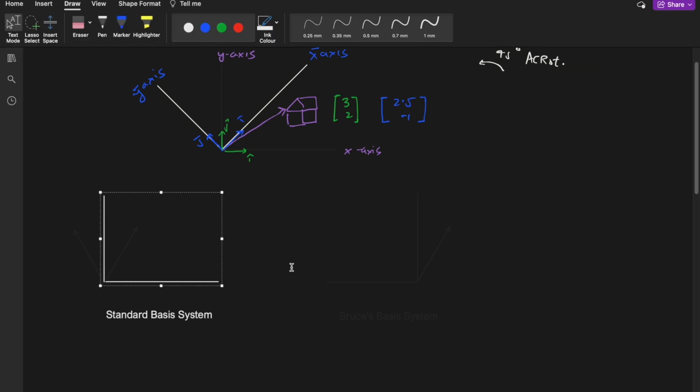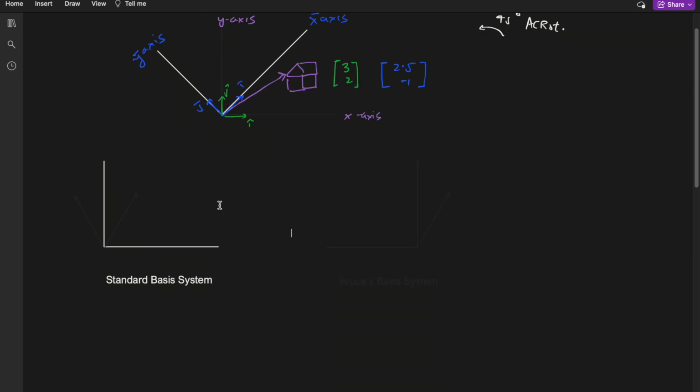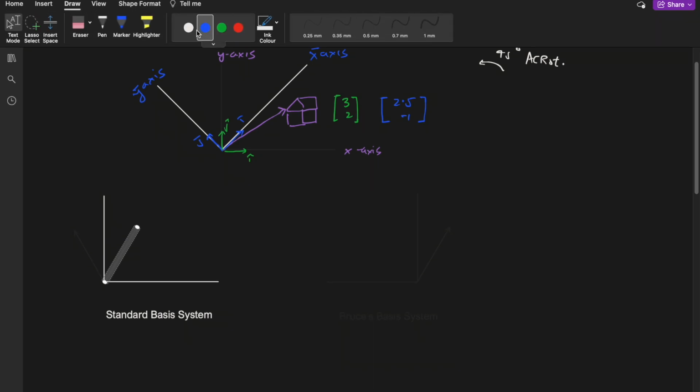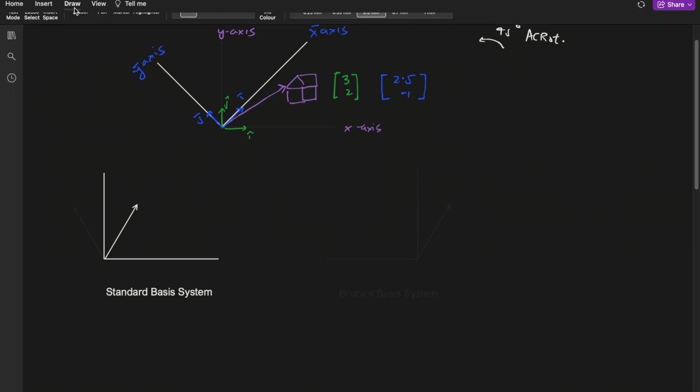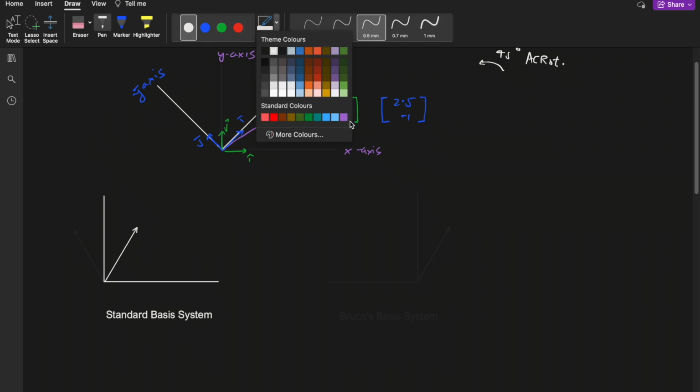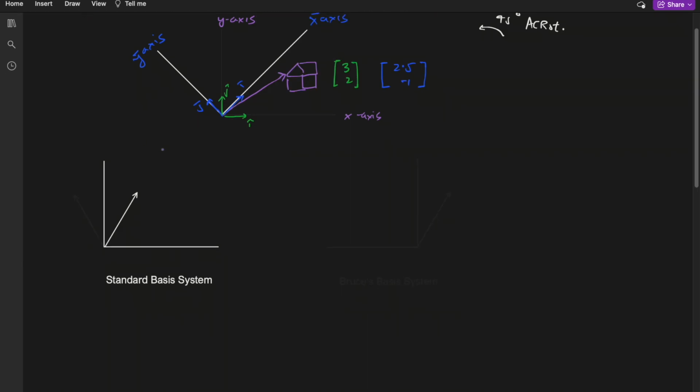Okay, so let us suppose this is your standard basis system, and you are taking this vector. This is your vector of interest. Suppose in the standard basis system, what is this vector? This vector is 1 comma 2, right?